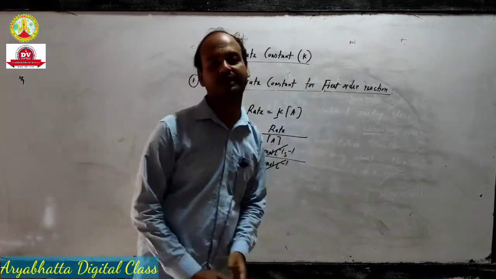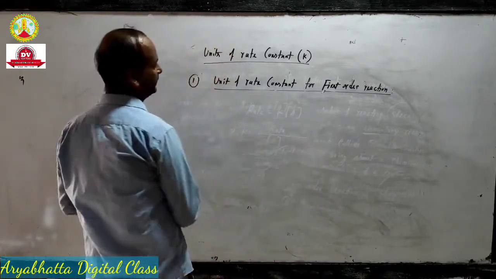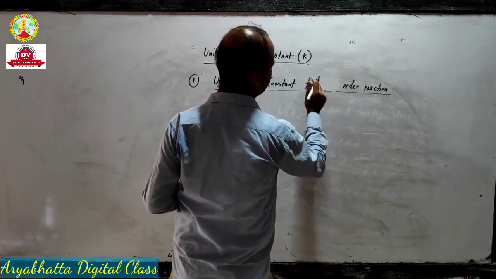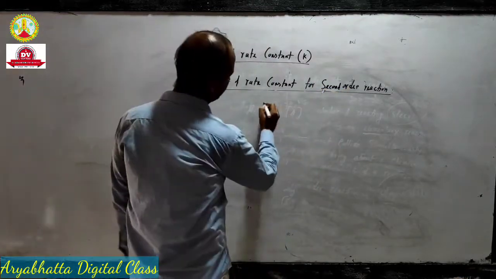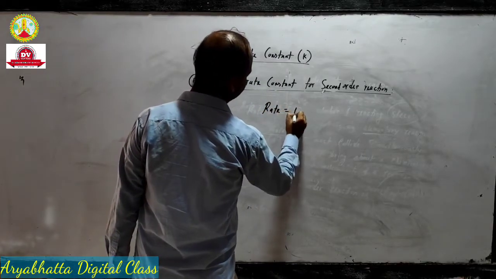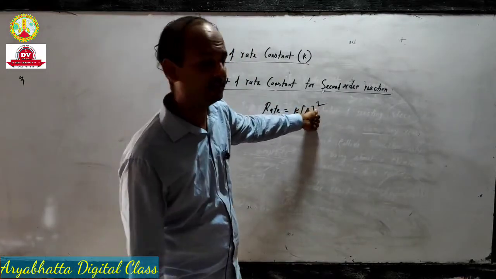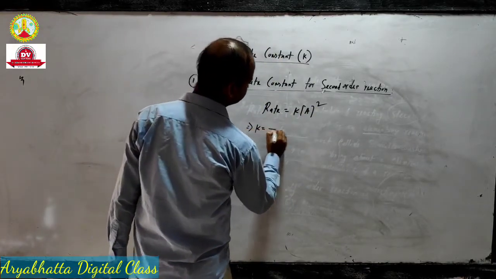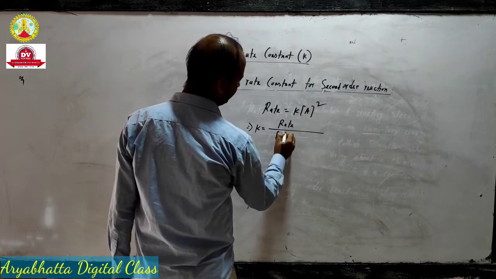Now comes the rate constant for a second order reaction. Let's see, suppose for a second order reaction the rate may be expressed as rate equal to k a squared, because the reaction is second order. So from this, k will be rate divided by a squared. Clear?